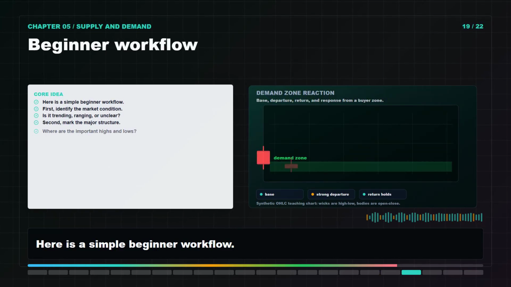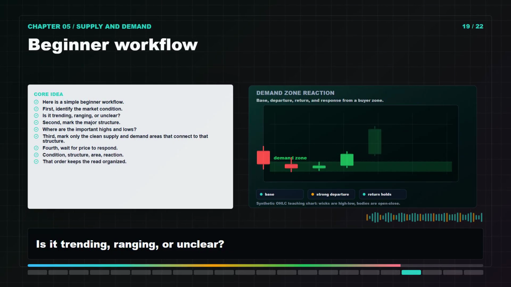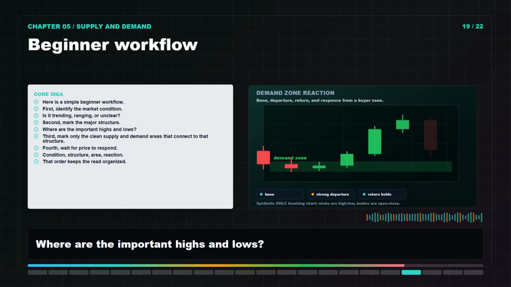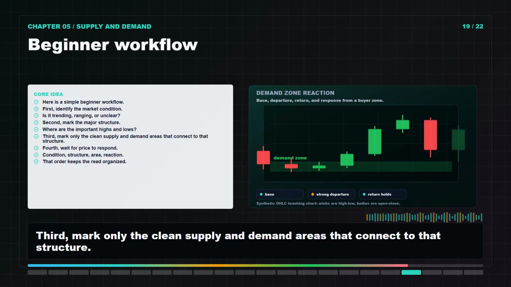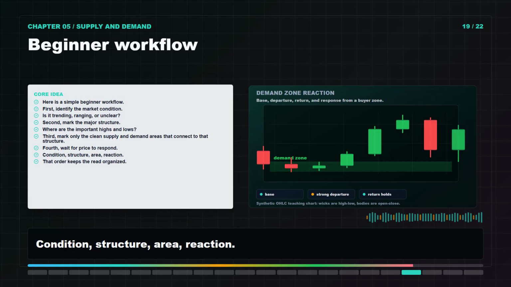Here's a simple beginner workflow. First, identify the market condition. Is it trending, ranging, or unclear? Second, mark the major structure. Where are the important highs and lows? Third, mark only the clean supply and demand areas that connect to that structure. Fourth, wait for price to respond. Condition, structure, area, reaction. That order keeps the read organized.